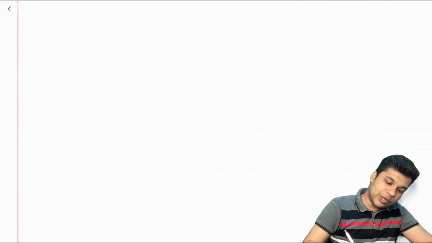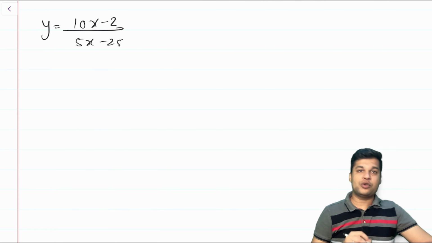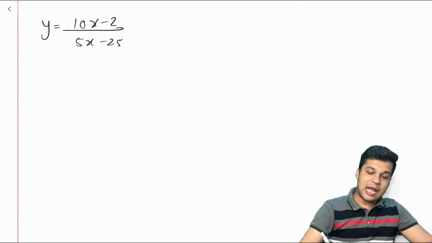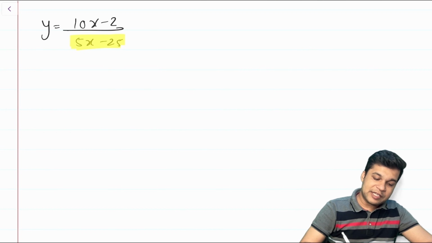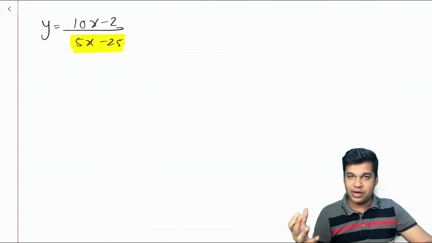Let's say we have an equation, y equal to 10x minus 2 divided by 5x minus 25. So this is a rational function. Now if you observe, 5x minus 25 can never be equal to 0. The denominator can never be equal to 0. Why can't a denominator be 0? Because if the denominator is 0, the whole function will not be defined, right? Anything divided by 0 is not defined.